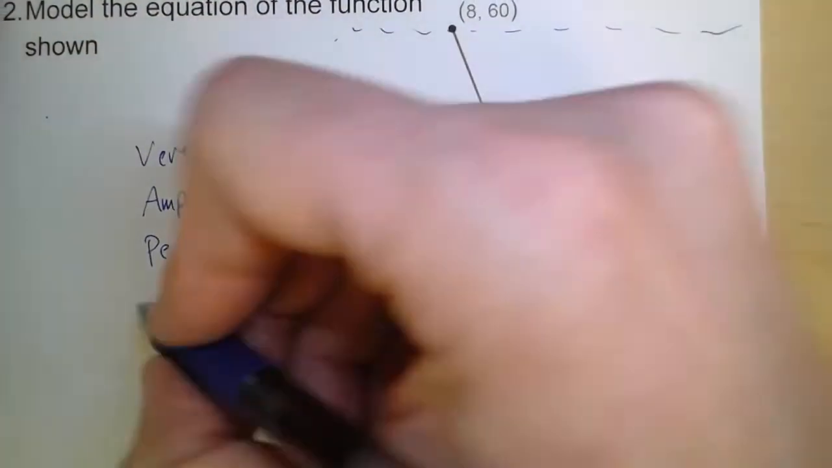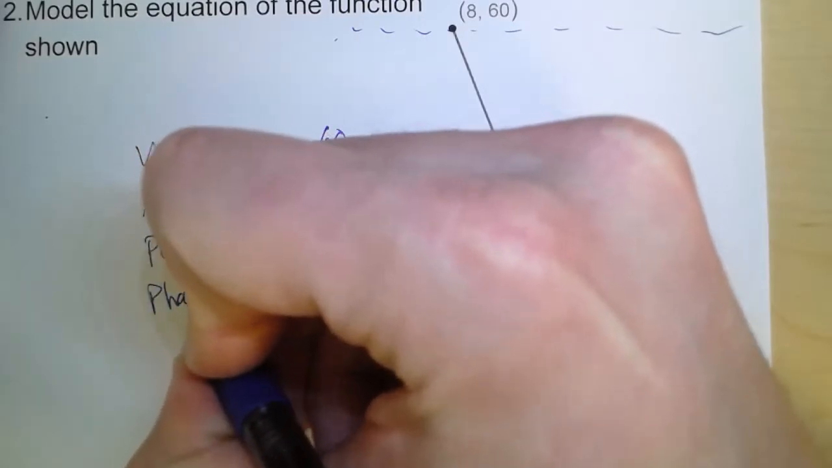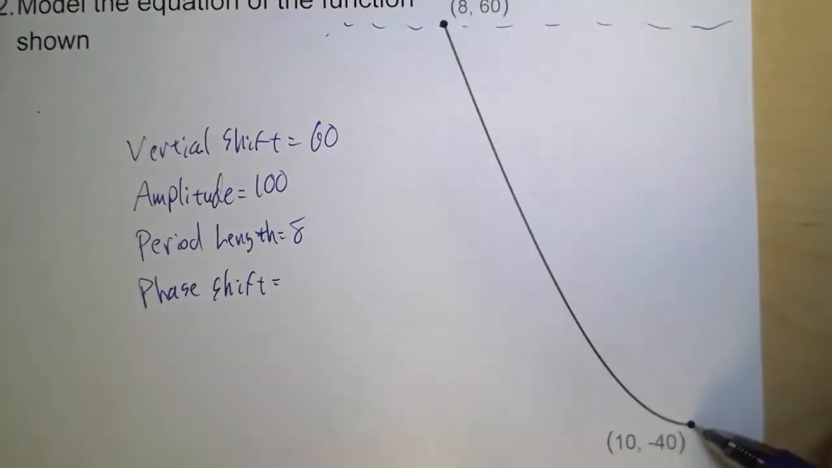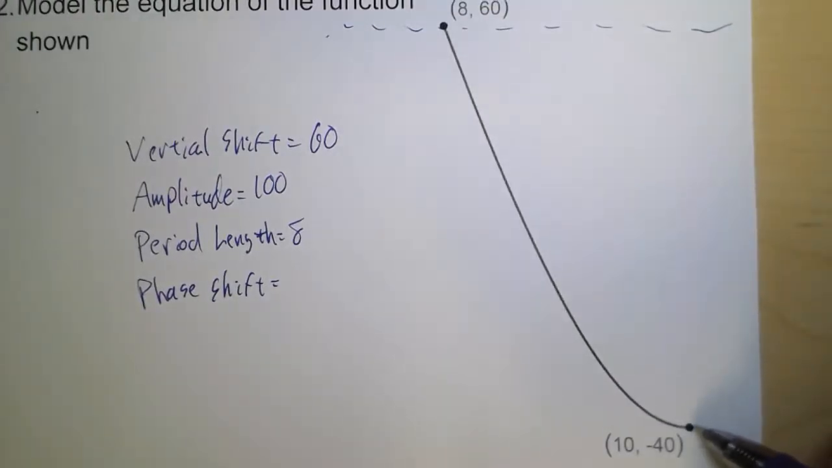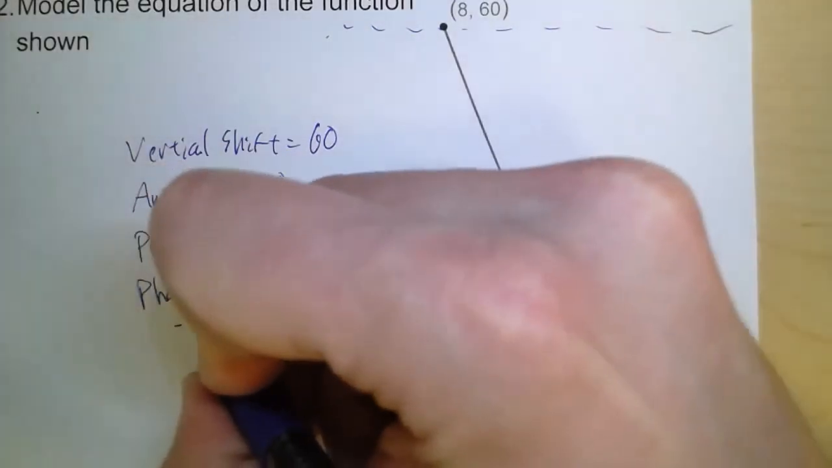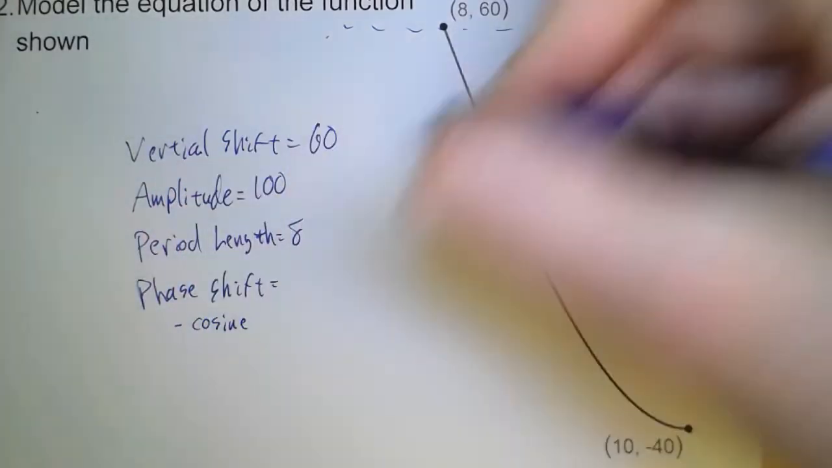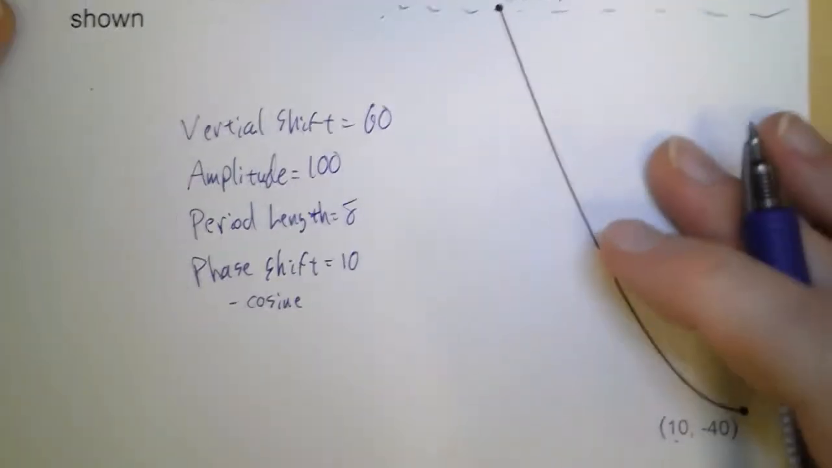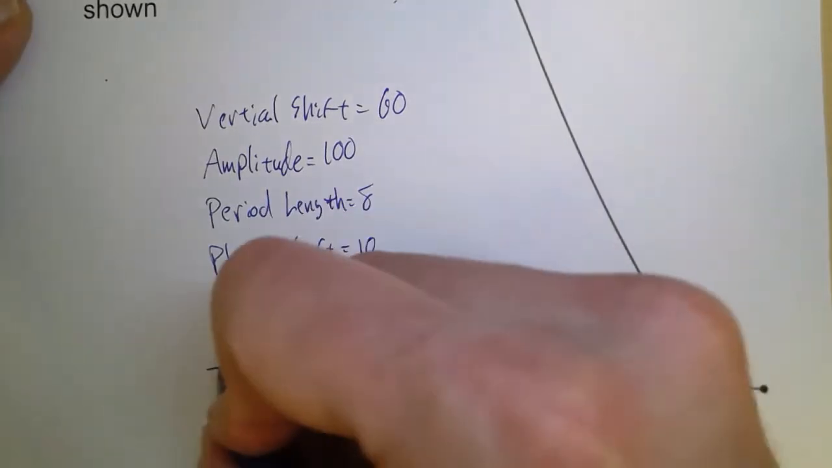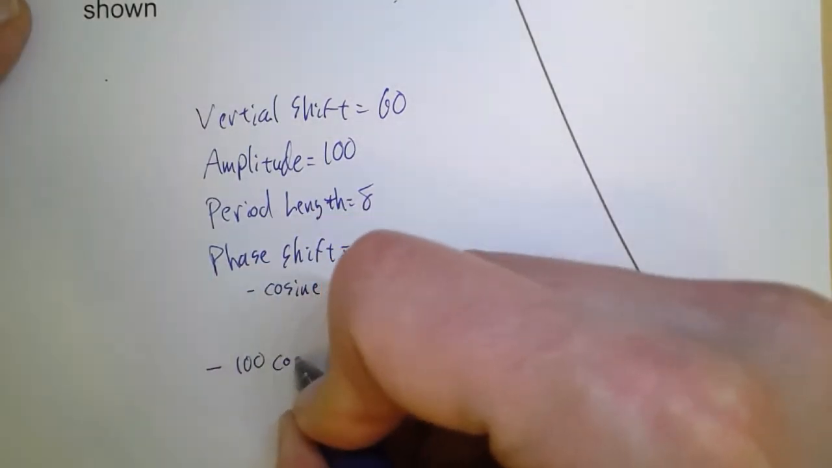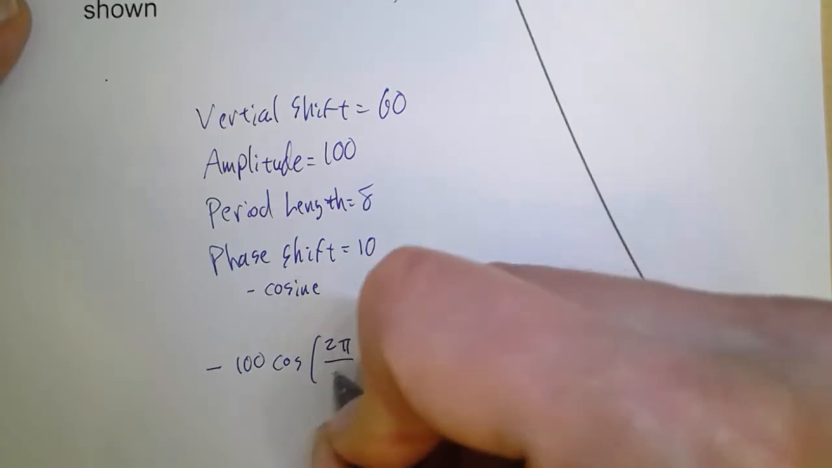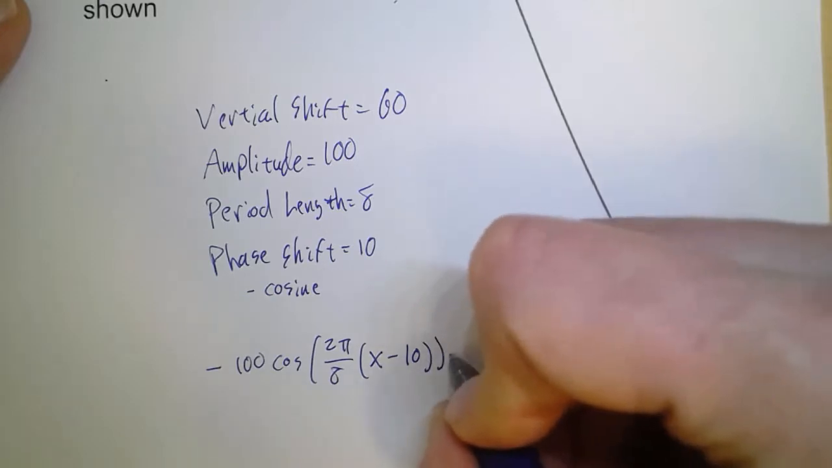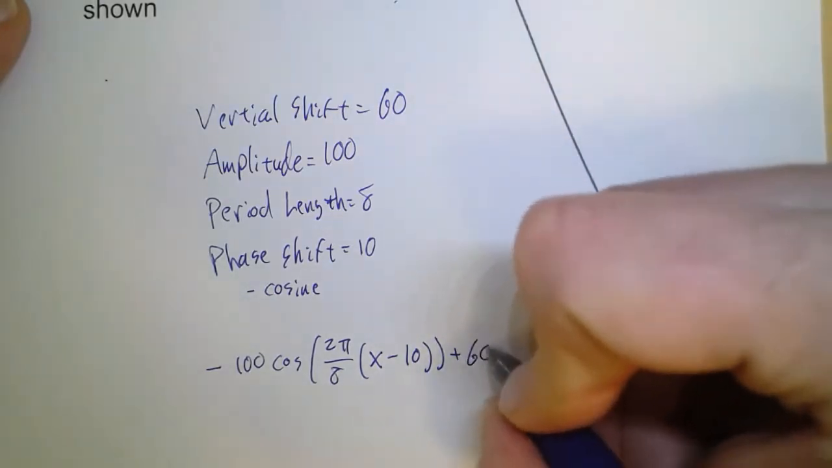And then finally, phase shift. What phase shift am I going to use here? I think I'm going to use this point down here. Yeah, I'm going to use that. And that's going to mean that this is a negative cosine graph. That means it has an x value of 10. So for this equation, it's going to be -100 cosine of 2 pi over 8 times x minus my phase shift, which is 10, plus my vertical shift, which is 60.